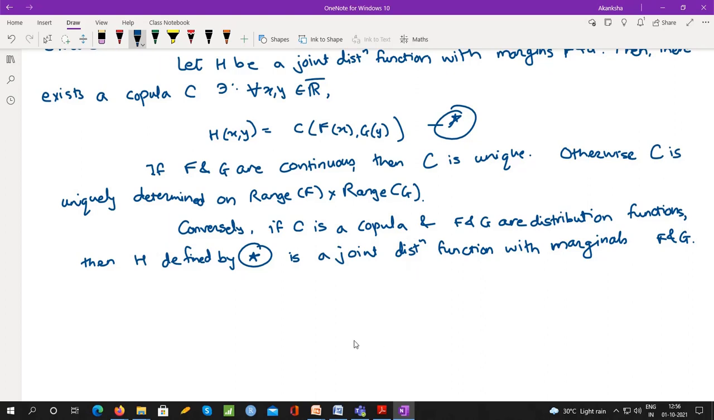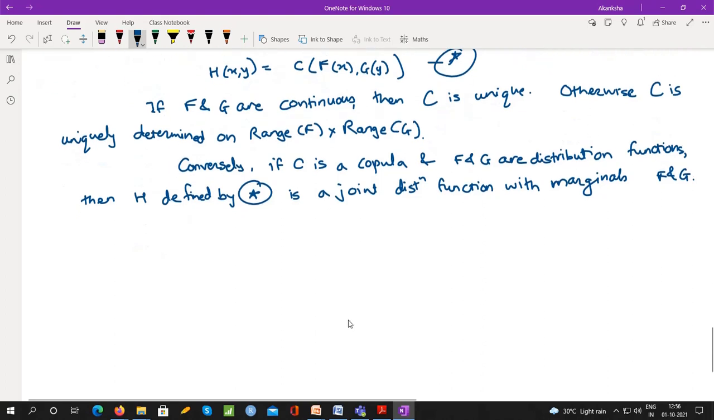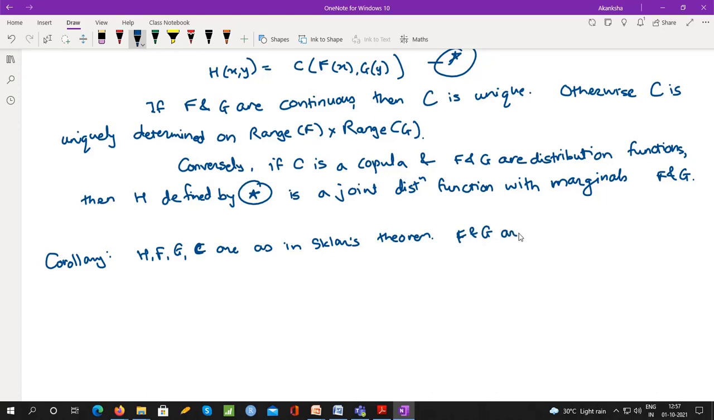And we are not going to go into the proof of Sklar's theorem. We should just understand the interpretation and meaning of it. And we have one corollary: H, F, G, C are as in Sklar's theorem. So we are not defining them again. Suppose F and G are continuous.